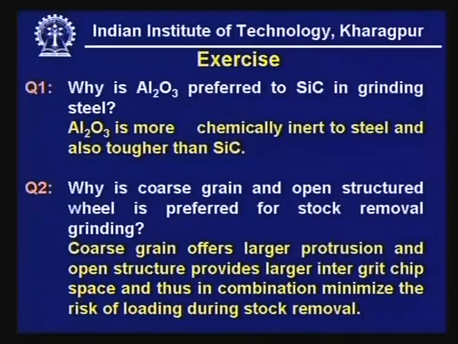Now we go to the exercise section. Why is aluminum oxide wheel preferred to silicon carbide in grinding steel?